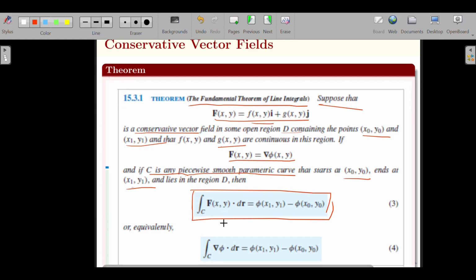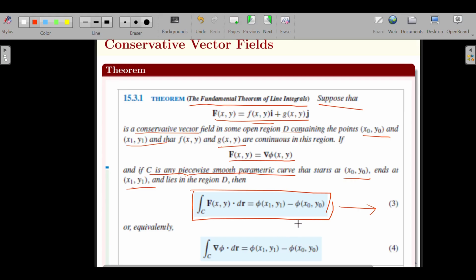That is the meaning of the left side of this equation. This is equal to the value of the scalar function phi at (x1, y1), from which you subtract phi of (x0, y0). Or equivalently, this equation 3 can be rewritten by replacing F with del phi, so that the line integral over C of del phi dot dr is equal to phi of (x1, y1) minus phi of (x0, y0). This is the fundamental theorem of line integrals.